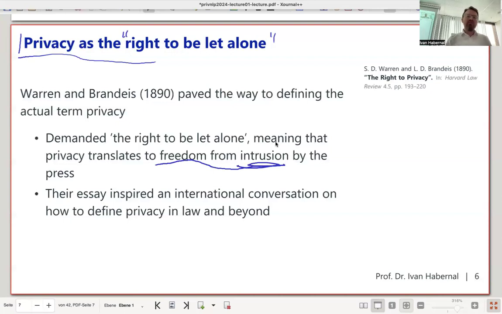Okay, so I think they here also meant the press. So, you know, if press is kind of coming after you, you have the right to be left alone and just, you know, nobody's interested in my personal stuff. And it kind of kicked off the conversation on how to define privacy in law and beyond. So if you're interested in the history of privacy, just go there.